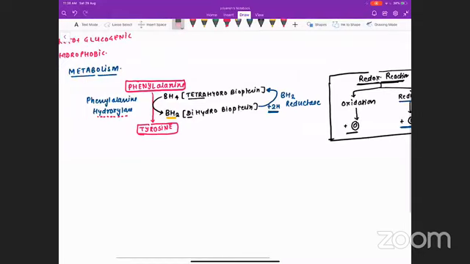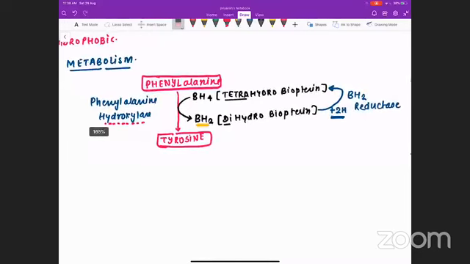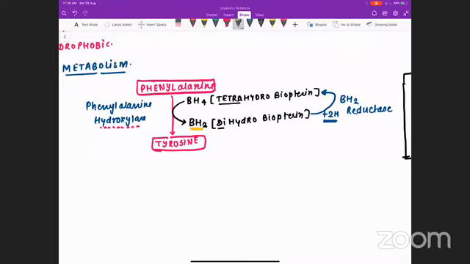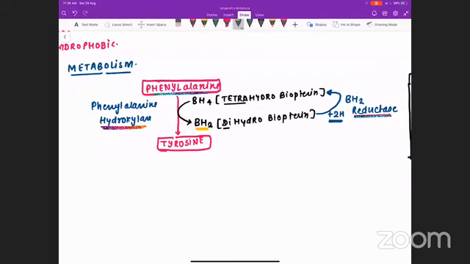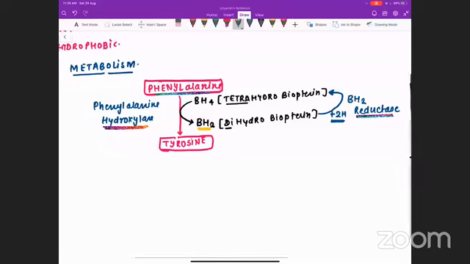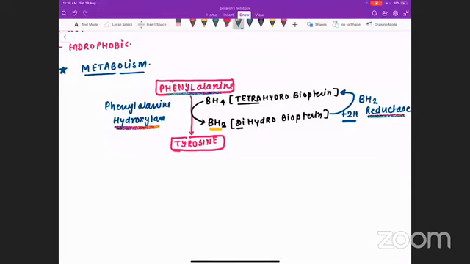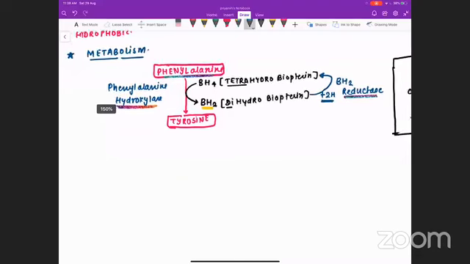So the point that I want to convey by this example is, when you want to convert many molecules of phenylalanine, what you require is two enzymes. One is hydroxylase, and the second is reductase. These are the two enzymes that are required when you want to convert phenylalanine into tyrosine. So this is the normal metabolism that occurs with phenylalanine.